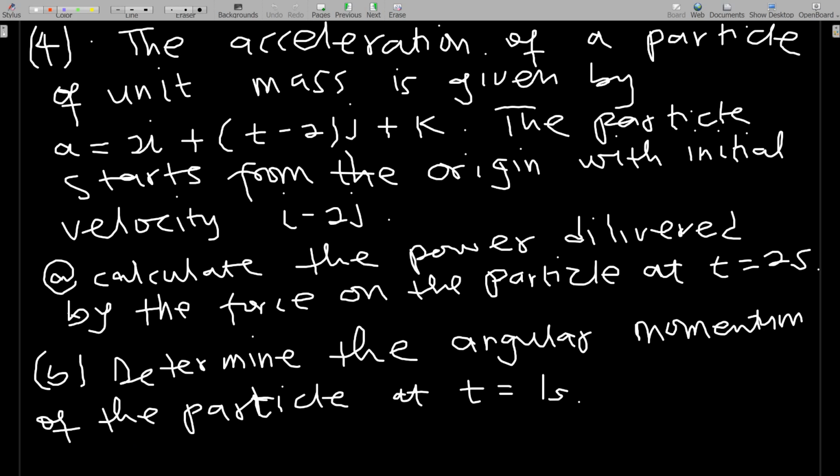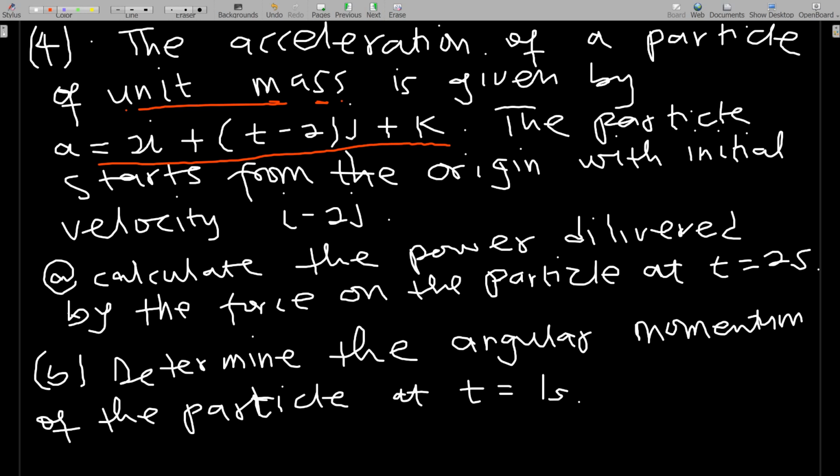Okay, the acceleration of a particle of unit mass is given by this. You should always take note that the unit mass is very important. It means mass is equal to 1, and acceleration is given by 2i plus (t minus 2)j plus k.